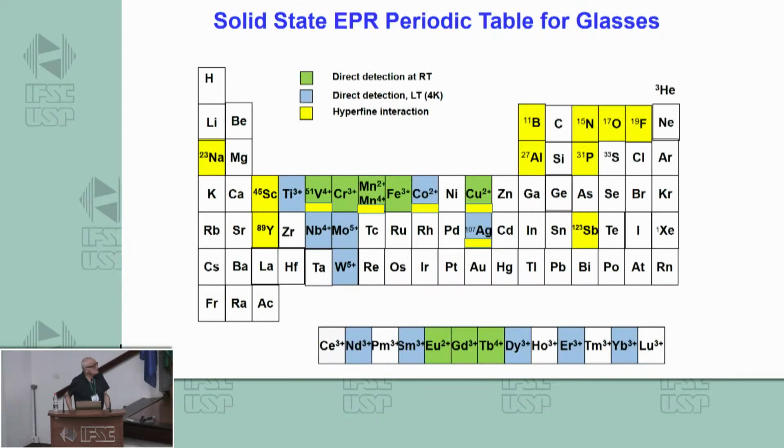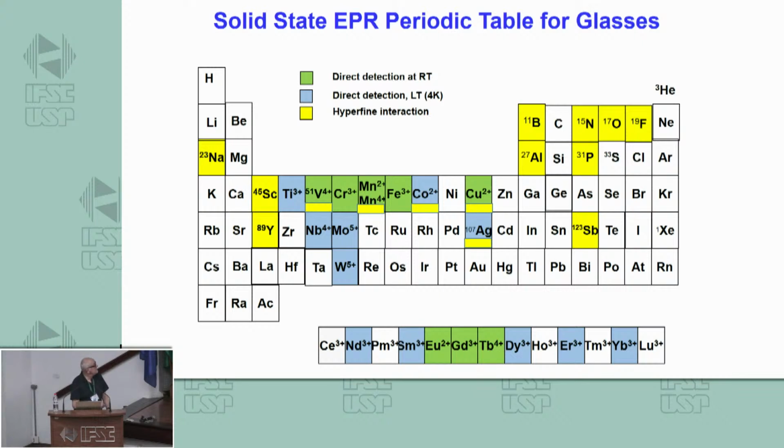Here's a periodic table of where the EPR would be useful, for what kind of elements. Again, I show in green the elemental species that are easily detectable at room temperature: vanadium 4+, chromium 3+, manganese 2+ and 4+, iron 3+, copper 2+, europium 2+, gadolinium 3+, terbium 4+. That's it. Then in blue, if you go to low temperature, you can hope to see signals of those species. They're all Kramers ions.